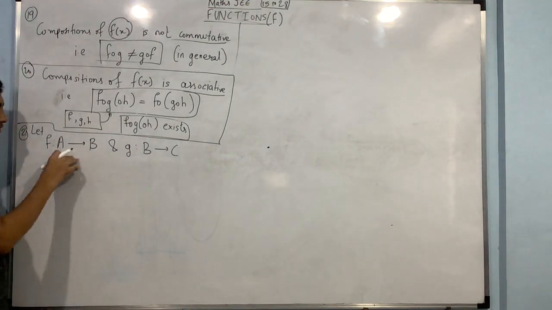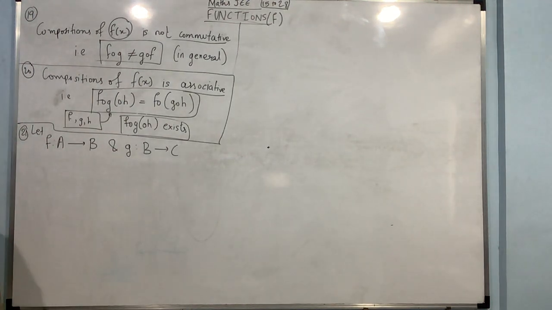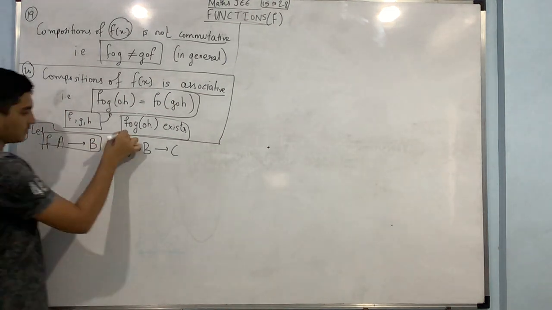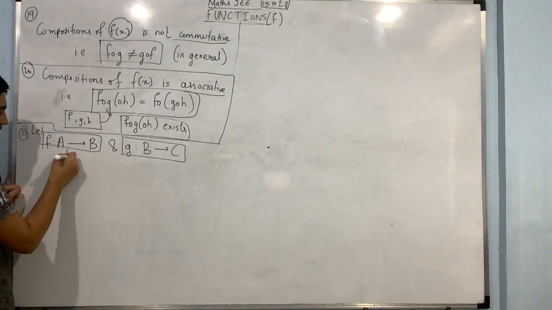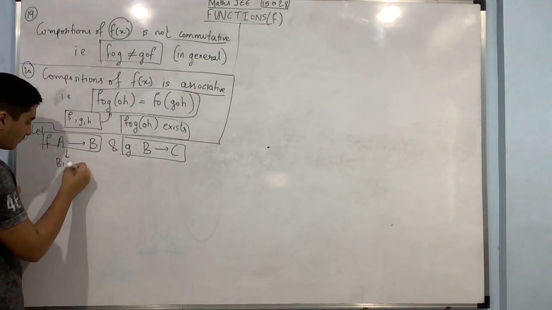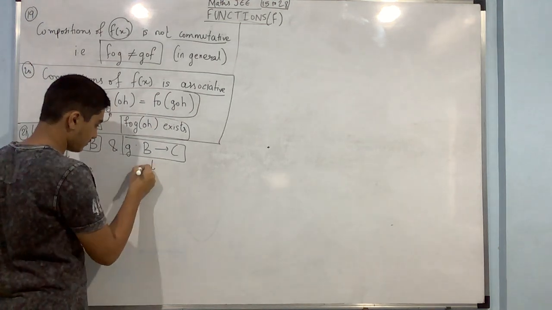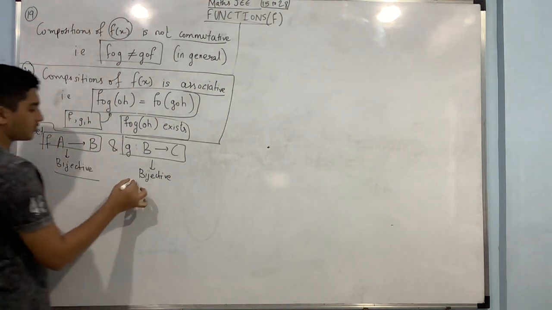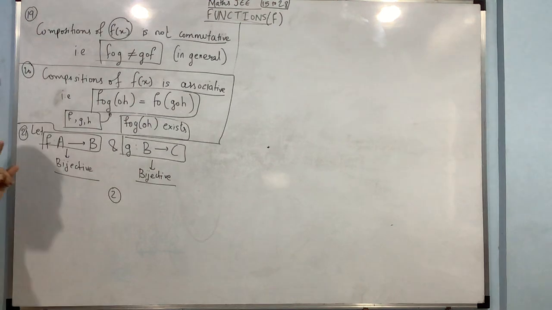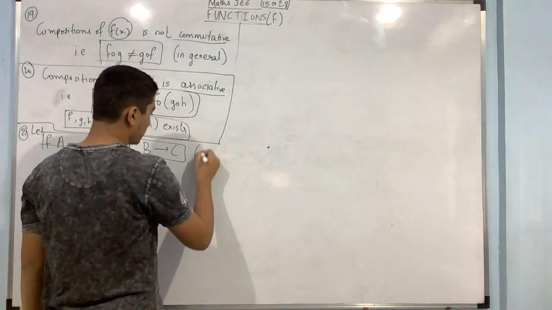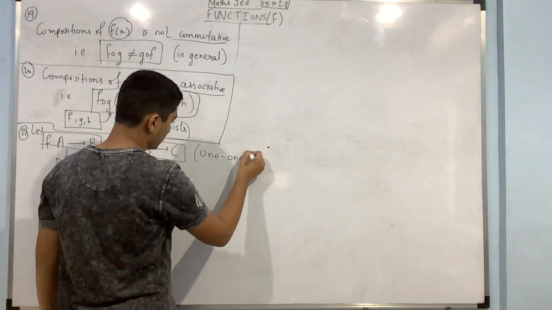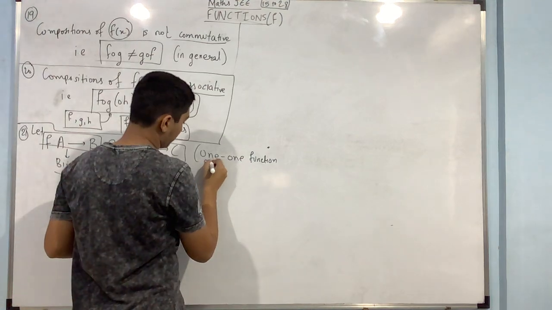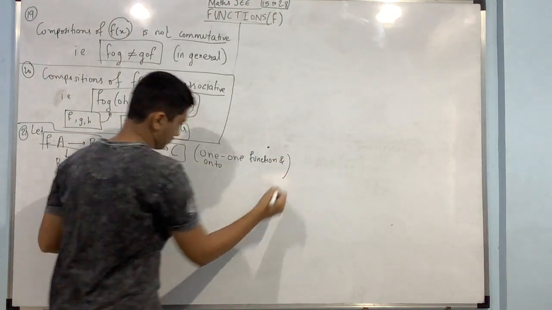Okay, these are the two functions I have given here. Now let each of them be bijective. I am letting both of them be bijective. So we have two bijective functions. Bijective, I will write the meaning here: one-one function and onto function.